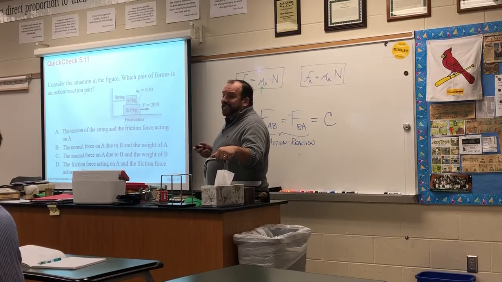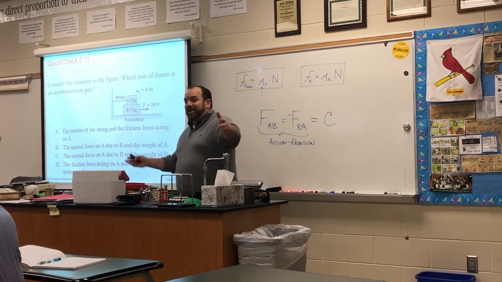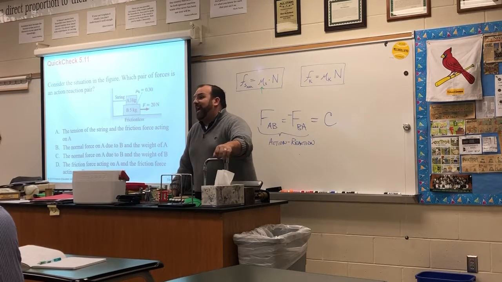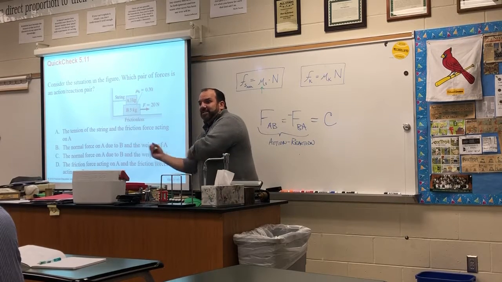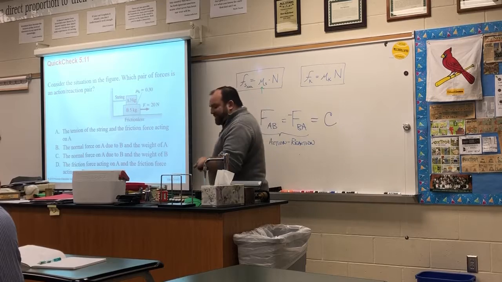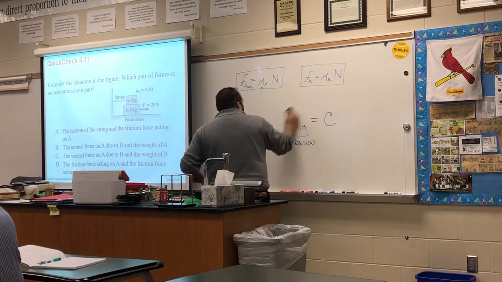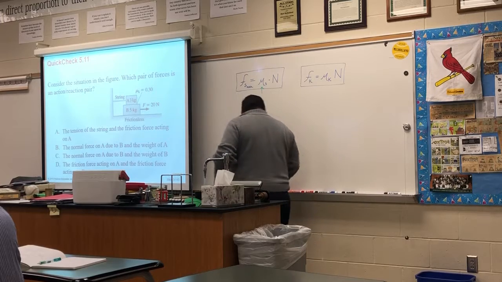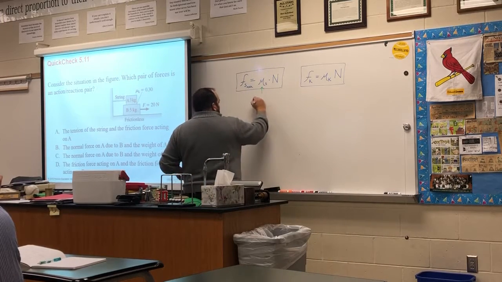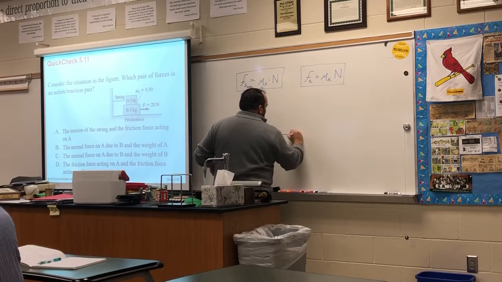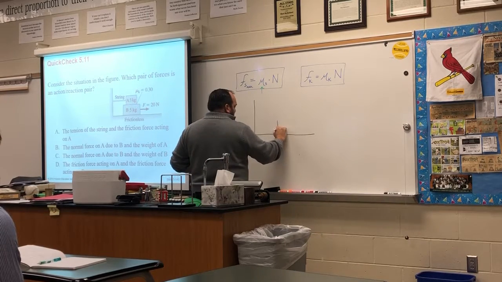All right. Consider the situation in the figure. This has a lot of moving parts, a lot of things to consider. Which pair of forces is an action-reaction pair? Now let me remind you, or you remind me, what constitutes an action-reaction pair? They have to be equal, they have to be opposite, and they have to act on different objects. So we want to find out what are the action-reaction pairs. But what I've decided on this one is it's almost too much to throw at you. So we're going to draw the free body diagram for this problem. You guys are going to help me draw the free body diagram for this problem.